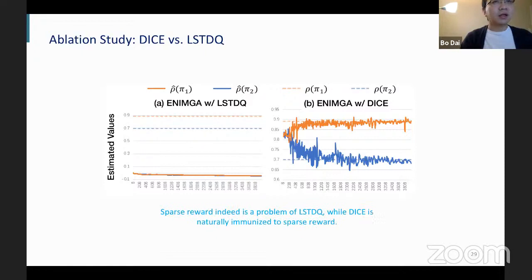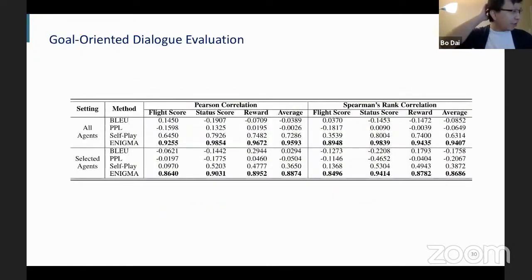Okay, so next is a very boring table. You don't need to read the detailed numbers here, but remember, we compare to the state-of-the-art dialogue policy evaluation methods for this air ticket booking agent evaluation task. And this is the correlation number. The larger the better. And you see our method achieves the state of the art compared to the model-based one.